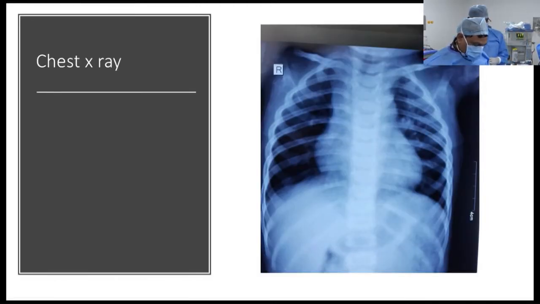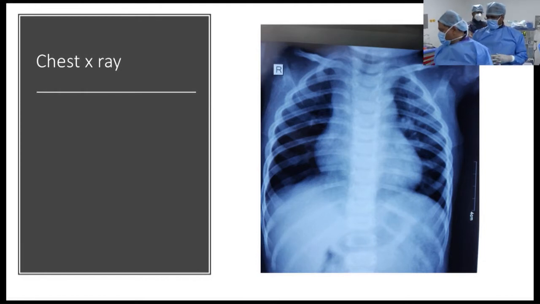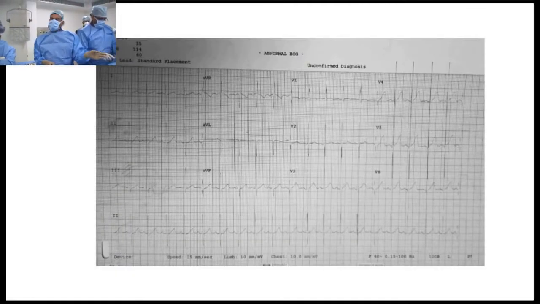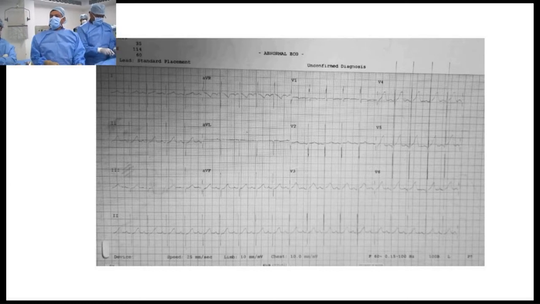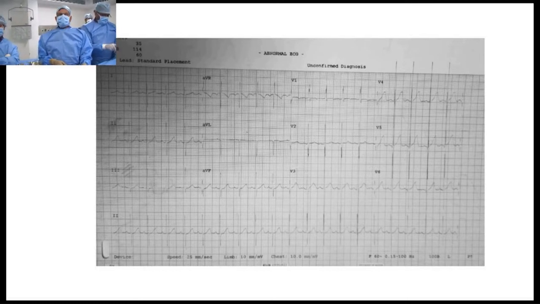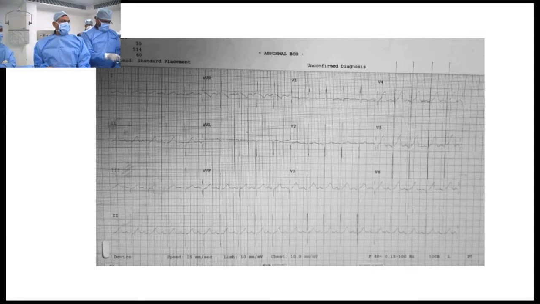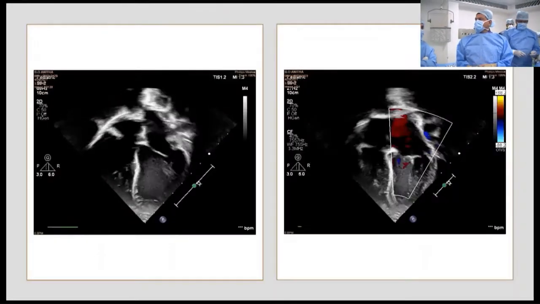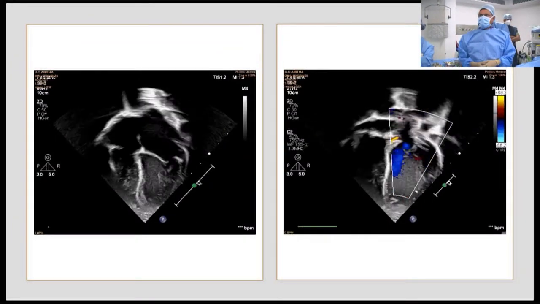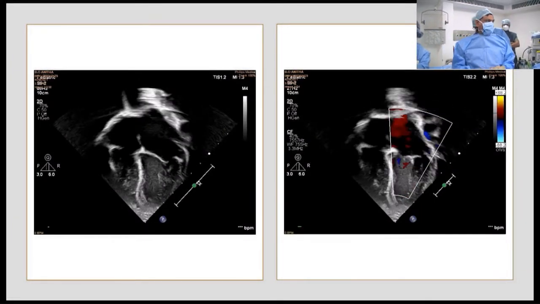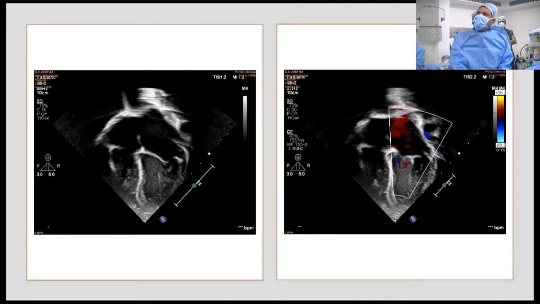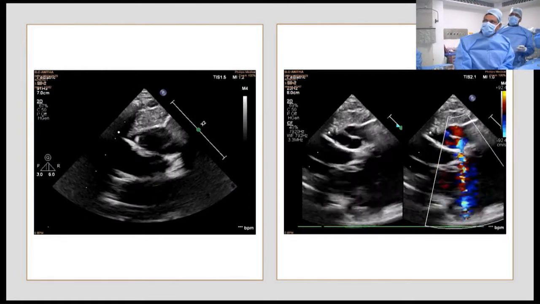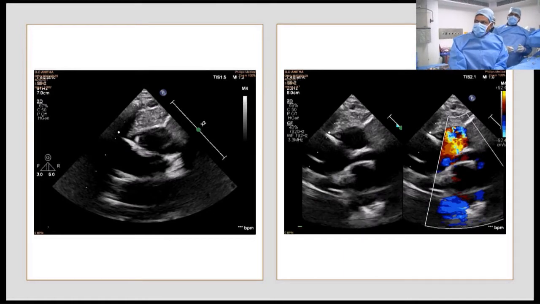So we can see the X-ray, which has a normal CT ratio with normal pulmonary vascularity, and the ECG is also showing sinus rhythm and normal QRS axis with RBBB, and there are S waves in V5, V6 also. Here is the echo where the four-chamber view is showing a dilated left heart, and there is mild mitral regurgitation, and here we can see the left coronary system is hugely dilated.